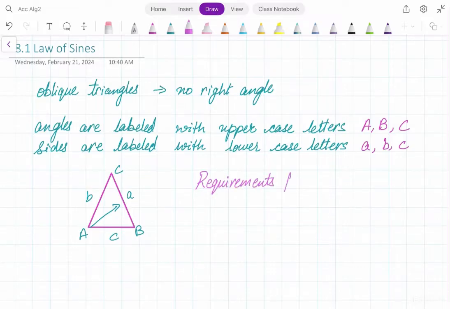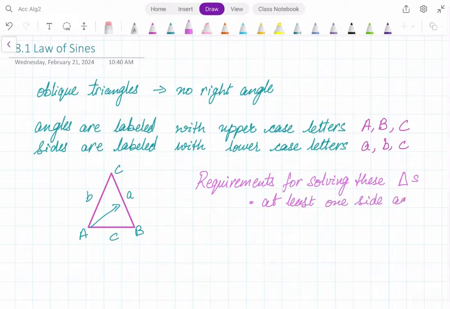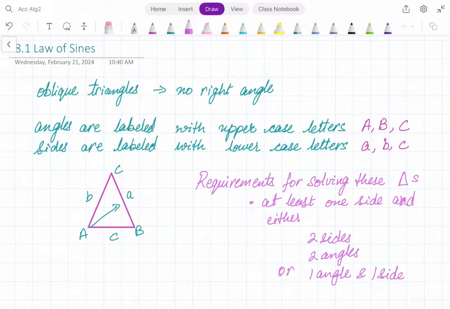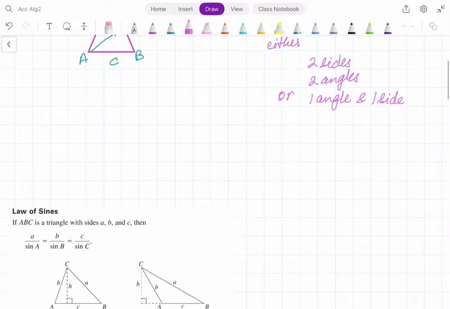There are some requirements for solving the oblique triangles. One of the major requirements is that at least one side length should be given. And if one side length is given, then either of the following should be there: either two sides, two angles, or one angle and one side. If you remember the concepts of geometry, the same concepts will be applied here.